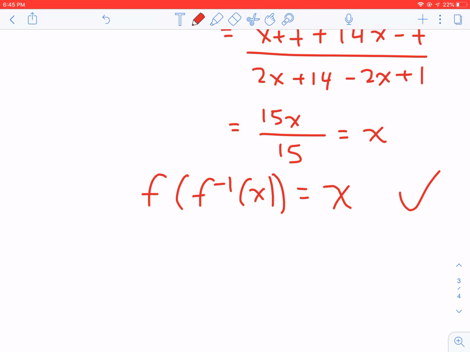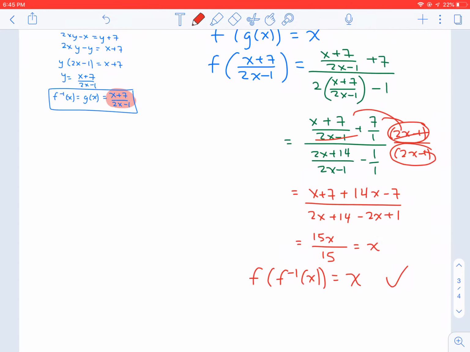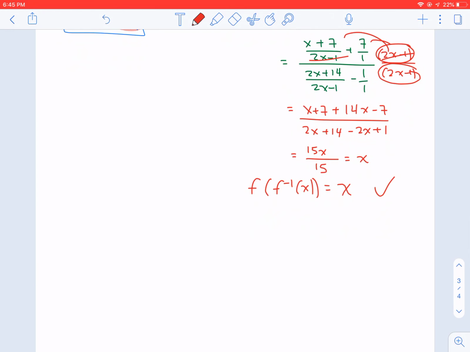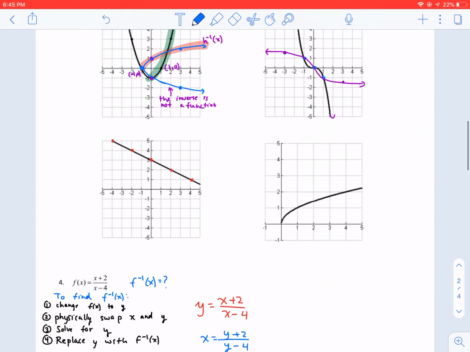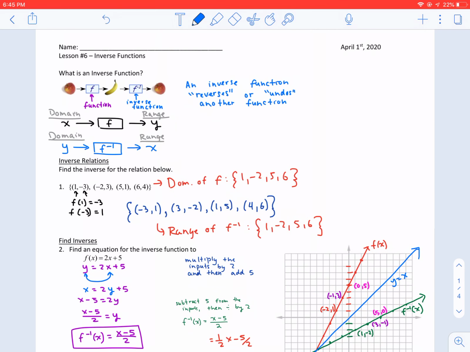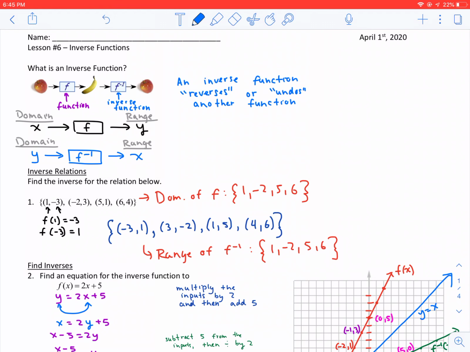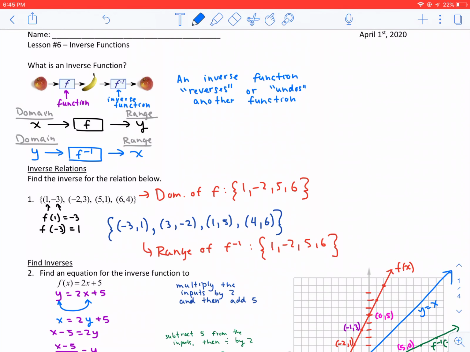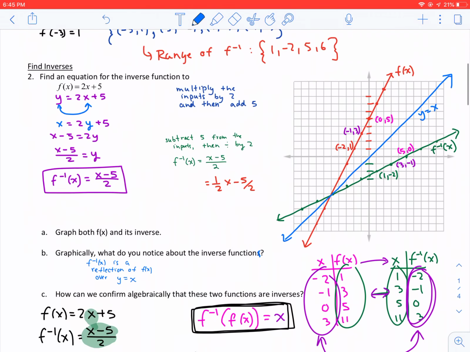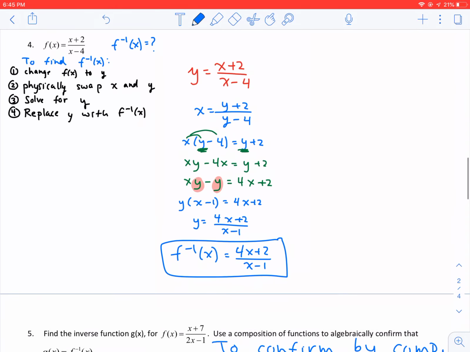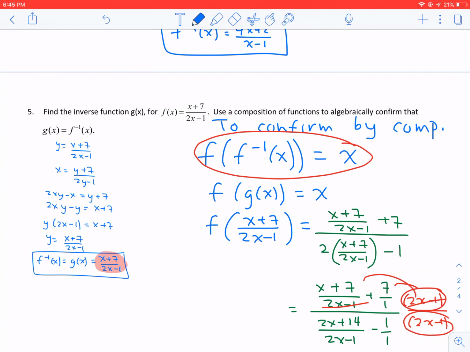Alright, and that was it. I think this is usually pretty, I guess, I don't want to say easy, but it's not a difficult concept to grasp, really. Right? Inputs become outputs, outputs become inputs in the inverse function. The domain becomes the range becomes the domain. Right? It's a reflection over y equals x. Those are all properties of inverse functions. Right? And this is a way to confirm by composition.